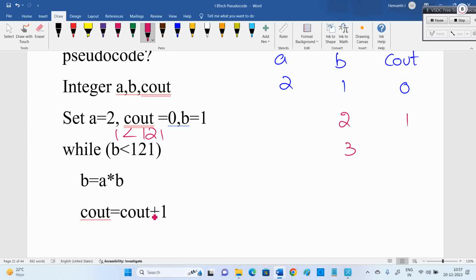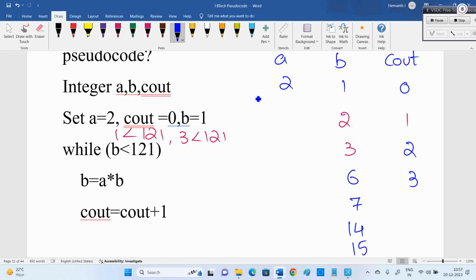Now again I have to come here. That while loop should keep on doing until that is satisfied. 3 less than 121. Yes, true. Now B equal to 6, A into B, right? So 6. Then C out will be 2. B will become 7. Then 7 into 2, 14. C is increased. B also increased to 15.